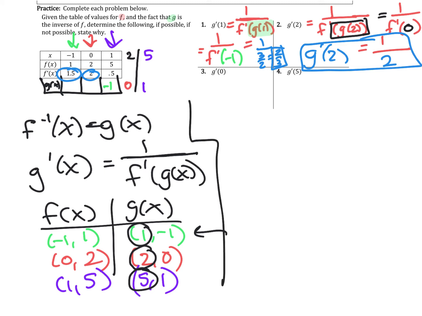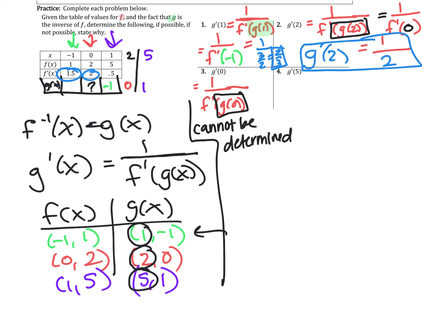Okay, so if I look at number 3 here, g prime of 0 would be equal to 1 over f prime of g of 0. So I need to know what g of 0 is. Well, g of 0 we don't have in this table. So for number 3, we're going to say this cannot be determined. It's not that this doesn't exist, it's that we don't have enough information. We only have a certain number of values in this table, so we can just say we can't determine what the value of g prime of 0 is without knowing what g of 0 is.